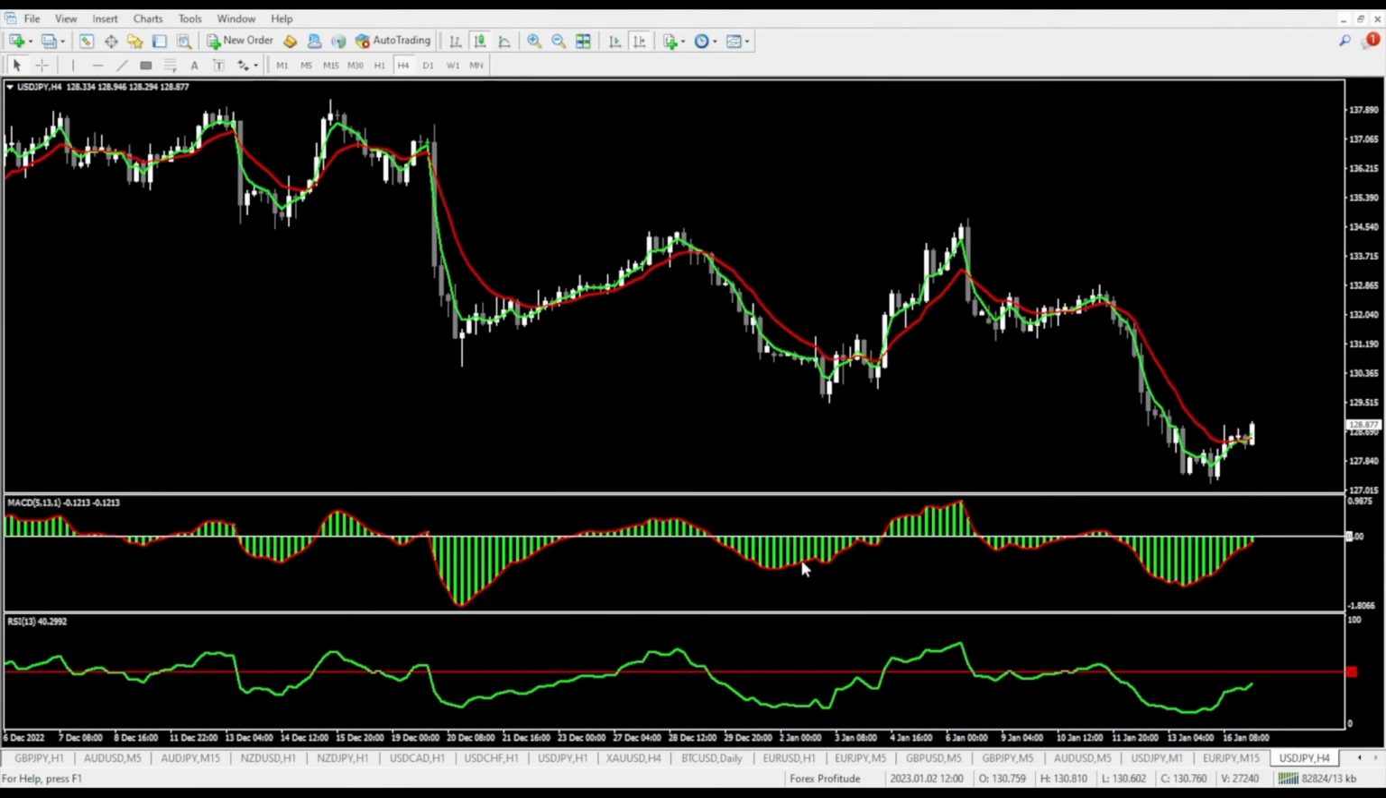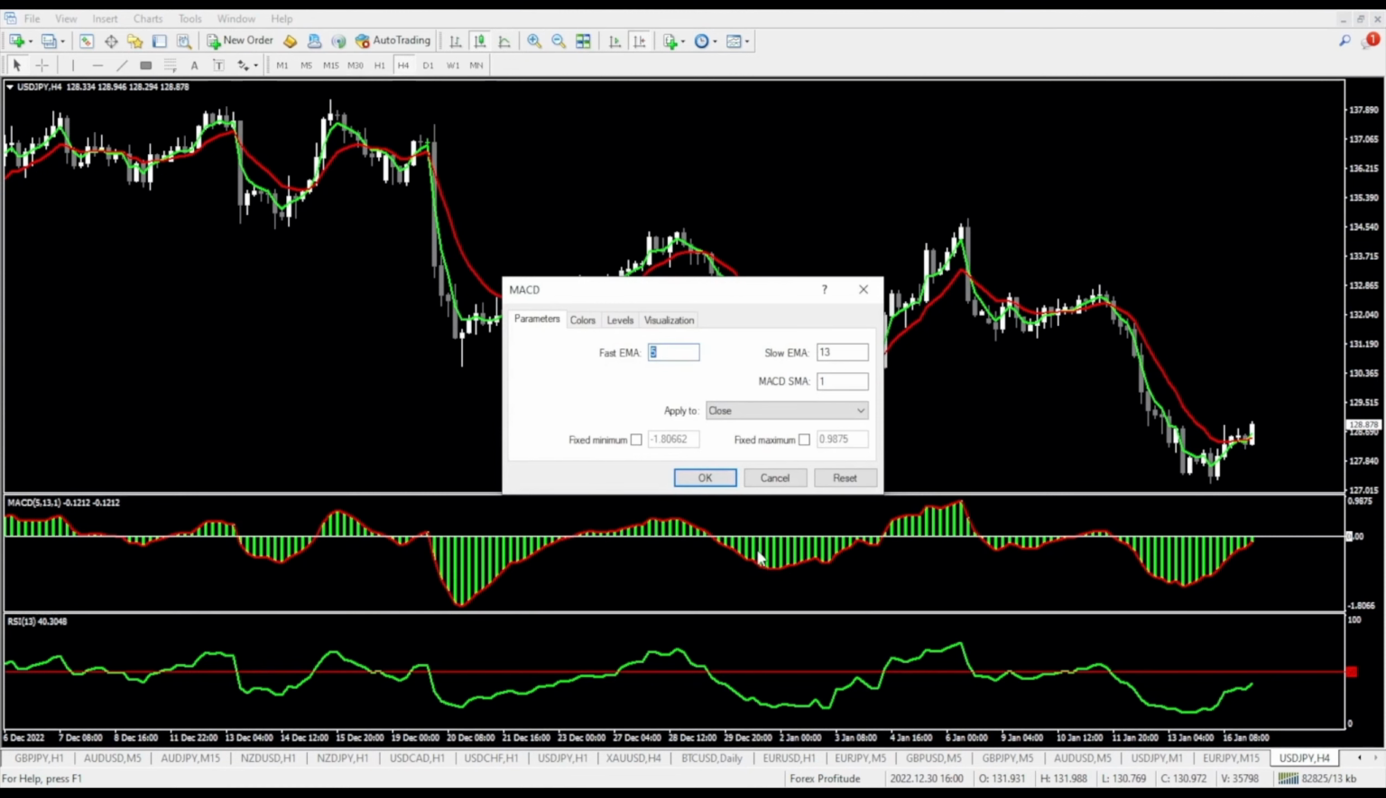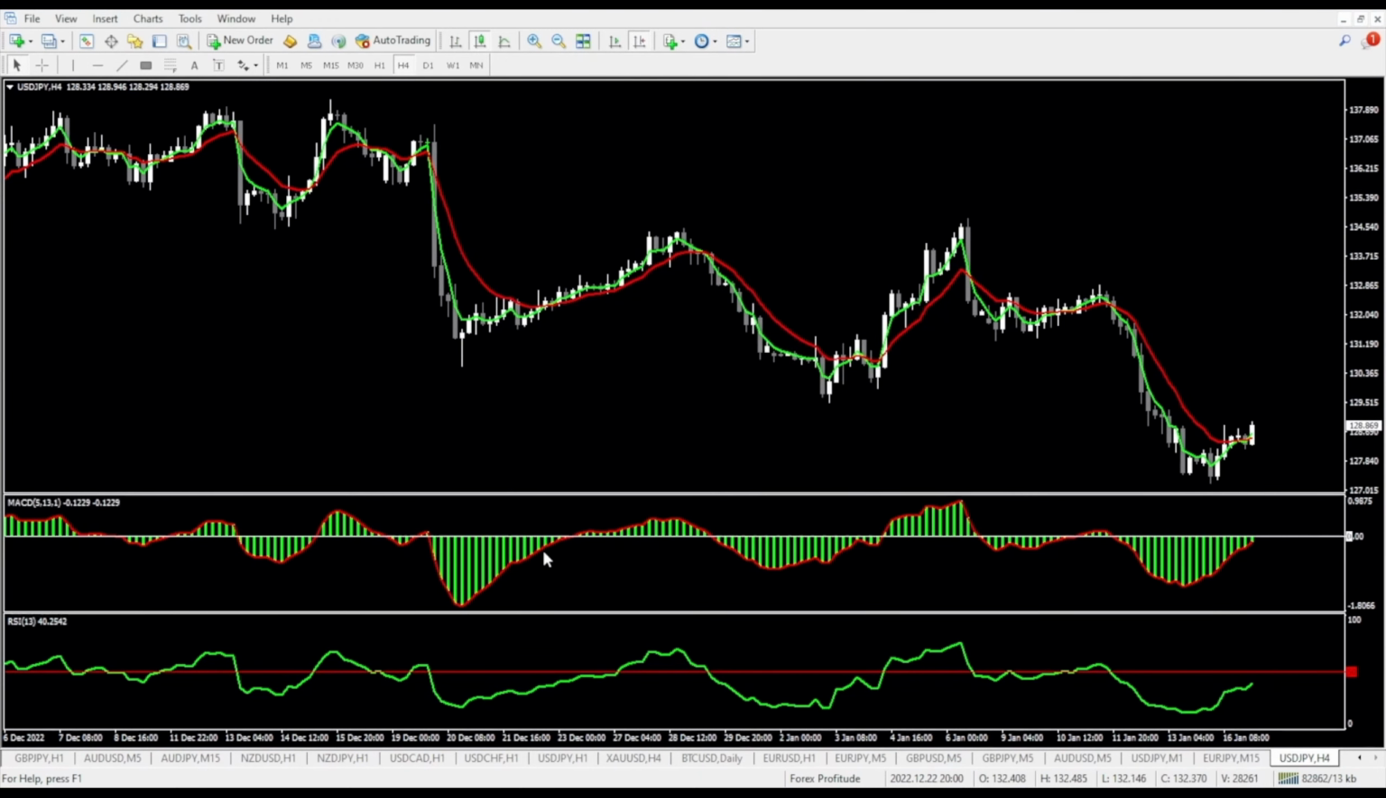Now, the second indicator we have is under the chart. This is the standard MACD. Now, if I click on this, we'll take a look at the properties for this one. The settings are 5 and 13. These are the two different exponential moving average settings, and the signal line for this is 1. We want the signal line to hug the MACD. We don't want the signal line to be separated from the indicator itself. So we've got the MACD with the 5, 13, and 1 setting.